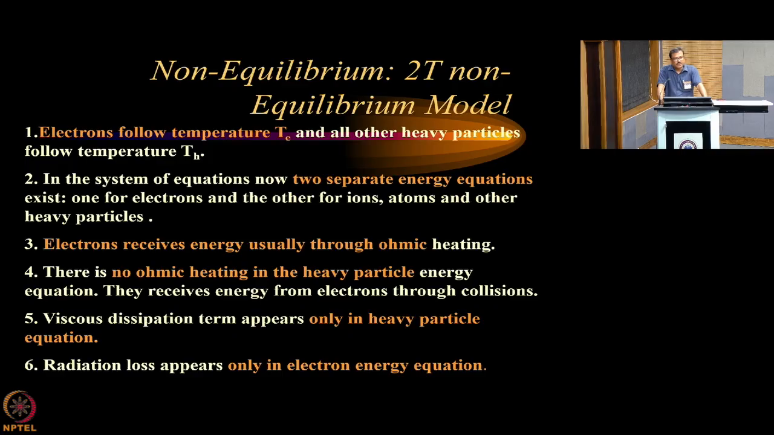Now, in this model, we assume that there is no ohmic heating in the heavy particle energy equation, because electrons are fast, they are moving. Like in a solid, we assume that the heating is by the electrons only. Electrons constitute the current, and we know how to calculate J squared by sigma, that is the amount of energy that is getting dumped into the system. So the same way we assume here that the electrons are only contributing to the heating, and the heating term is absent in the heavy species equation.